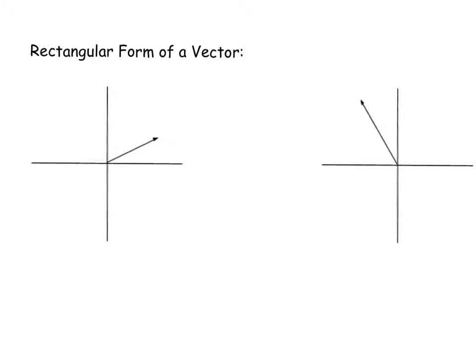The rectangular form is more like coordinates. We'll have a horizontal movement and a vertical movement. So this vector, we would give coordinates 4, 2. And in the rectangular form, it's going to tell us to go left or right so many, up or down so many. So pretty much like coordinates that we're used to dealing with. Let's say this one, we go to the left, which would be negative 3, and we go up 5. So this vector would have rectangular coordinates negative 3, 5.